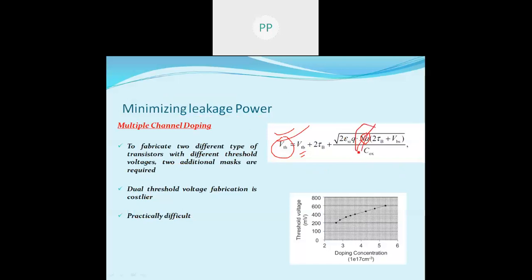By reducing or increasing the channel doping in a given transistor, we can realize multiple threshold voltages on the chip. Let's say that there are two transistors. The two transistors can have different channel doping levels, and therefore different threshold voltages can be realized on a given chip. But it is practically difficult to do, because dual threshold voltage fabrication is costlier. Please note that we are not talking about a single transistor. A single transistor cannot have two threshold voltage values by changing the doping. We are talking about two different transistors of a given chip. One transistor can have high doping, another transistor can have lower doping, and so the two transistors may have two different threshold voltages.